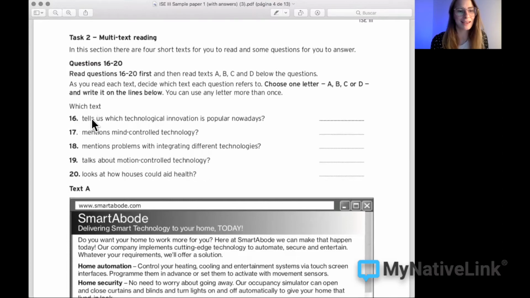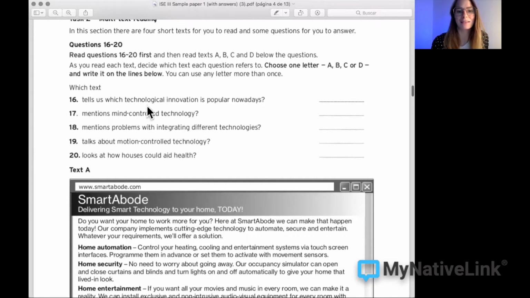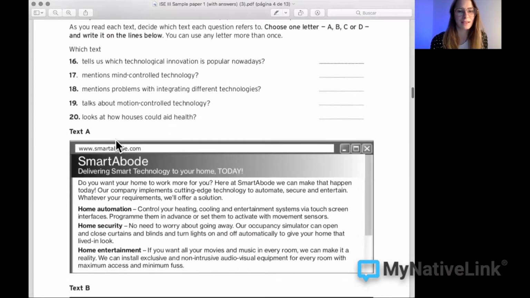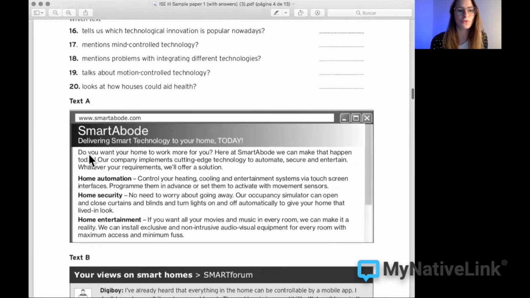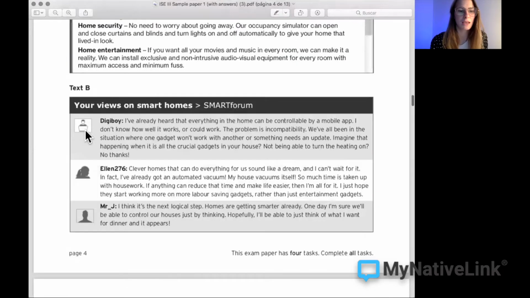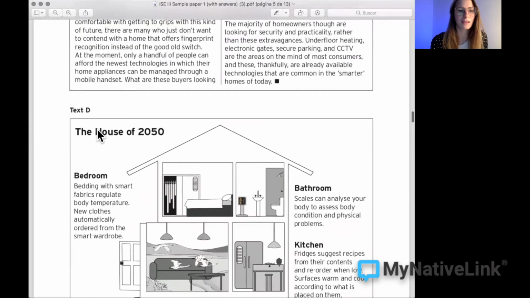Question 16 asks which text tells us which technology innovation is popular nowadays. So one text is going to be about technological innovations. The next is question 17 that mentions mind-controlling technology. Okay, and other questions that connect the texts to the questions. Then let's have a look at the texts. As I explained before, we've got 4 texts: text A, text B, text C, and text D.